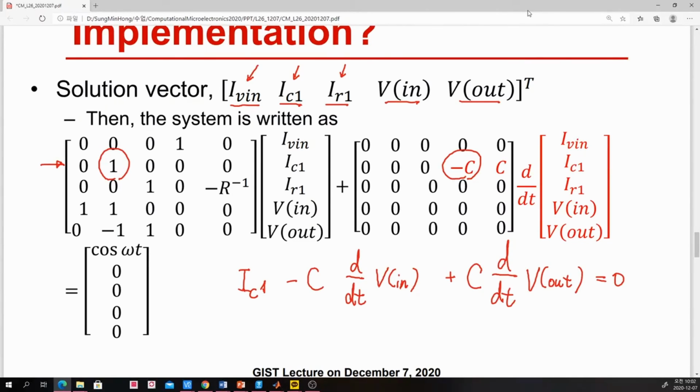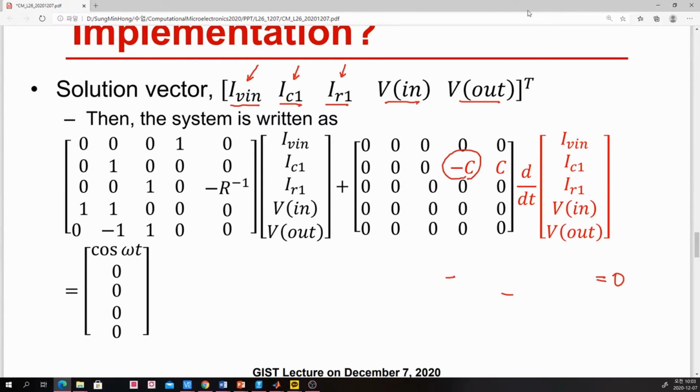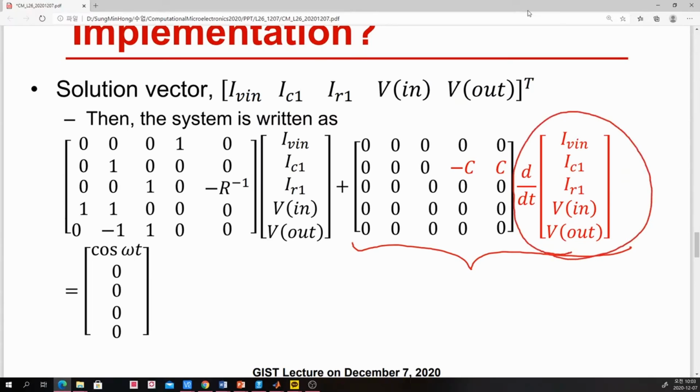Anyway, when we make a system matrix, due to the presence of our capacitor, we have quite an annoying thing. Previously, we had no such terms. There was nothing like this. However, if we introduce a capacitor, then now we have to consider this time dependent term. Once again, our main goal is to express this term.